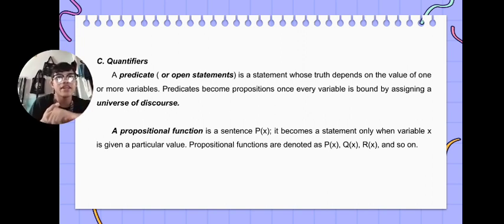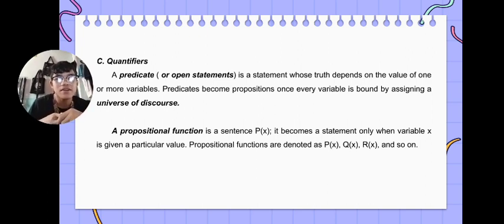For example, X is an even number. It is a predicate, thus the truth depends on the value of X. The predicate is true for X equals 2 since 2 is an even number, but false for X equals 3 since 3 is an odd number. Next is the propositional function.